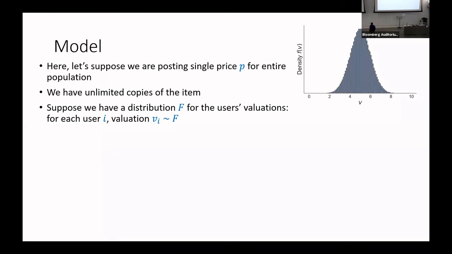Okay. And so suppose I know, or suppose, in the second half of this class we're going to talk about estimating a distribution. But suppose I have a distribution F of the user's valuations. This is just a histogram, for example a normal distribution, of how much people value this item. The mean is 5, and I think the standard deviation in my simulation was 1. And let's suppose that we know that this is the distribution across people.